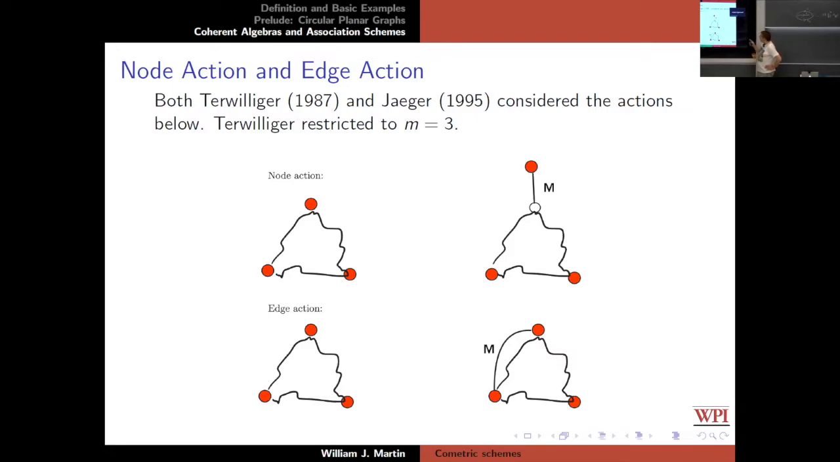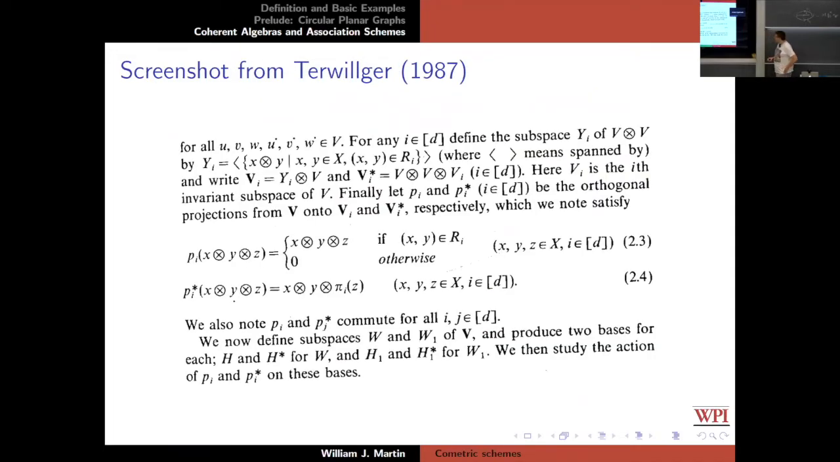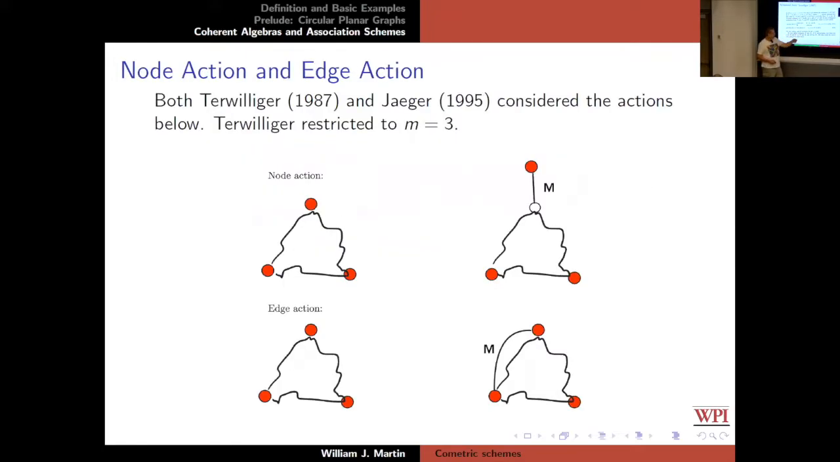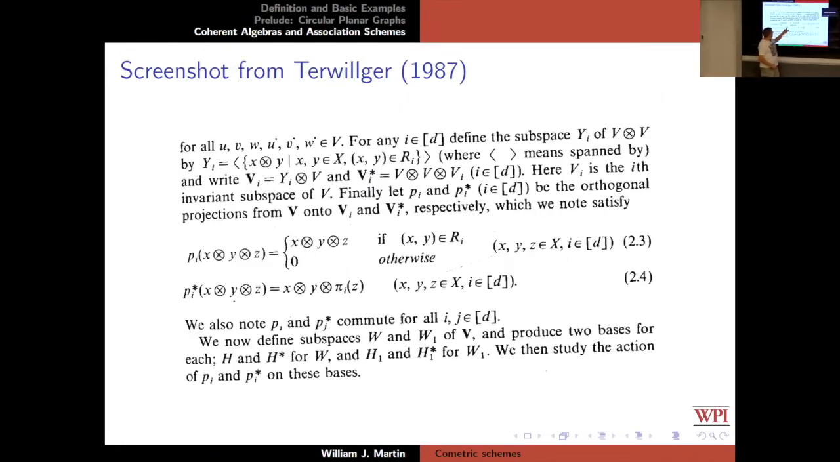Now, the node action and the edge action is Jaeger's terminology. In Terwilliger's paper, this is the edge action right here, this projection. So you take a tensor of this form, and you only retain the triples, the basis tensors, where x and y are joined by relation I. That's exactly putting A_I between x and y, and that throws away all of the tensors except for those where that node and that node are I related. So that's the edge action.